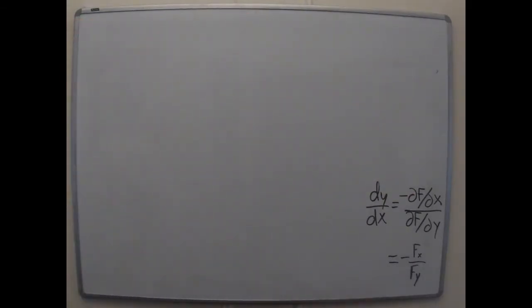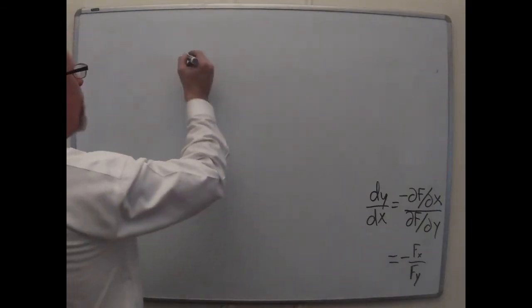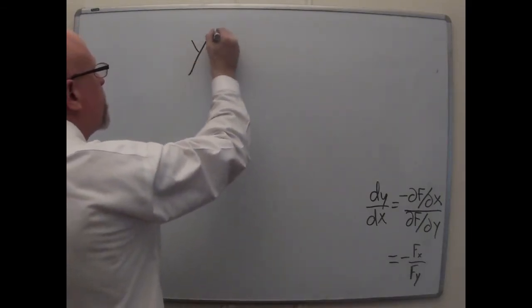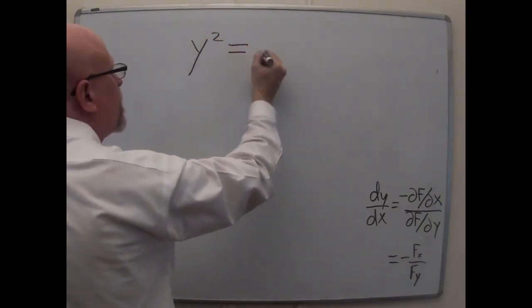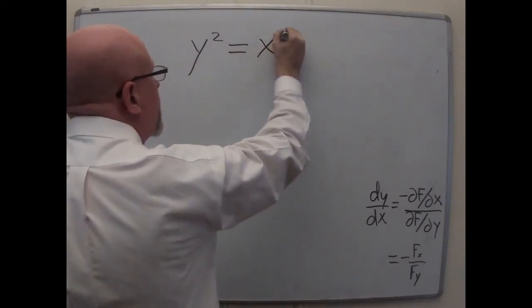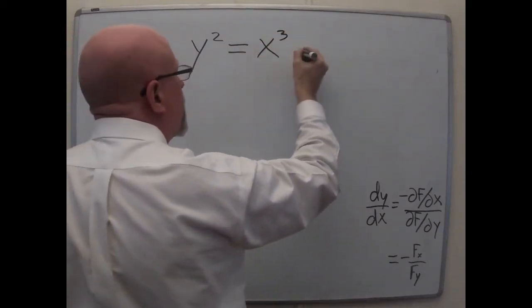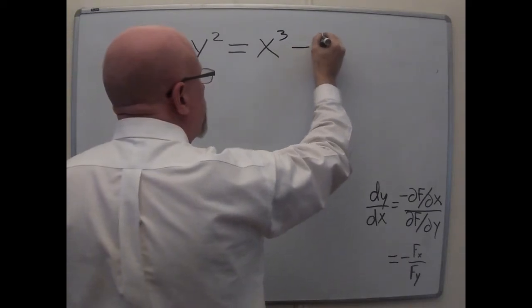A famous family of implicitly defined curves would be this guy. y squared equals x cubed minus 1.